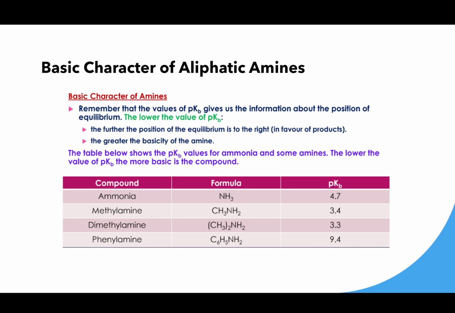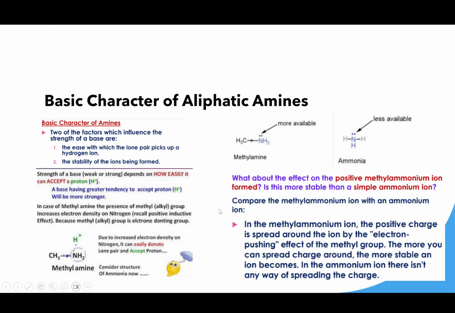Based on the pKb, which one is the strongest base? Dimethylamine. Dimethylamine, lovely. Alright, so this is 3.3, then 3.4 for methylamine, then 4.7 for ammonia, and then 9.4 for phenylamine. Alright, so let's look at this.